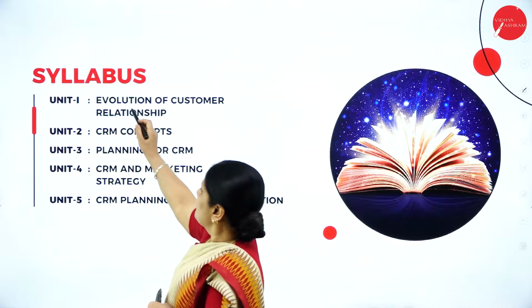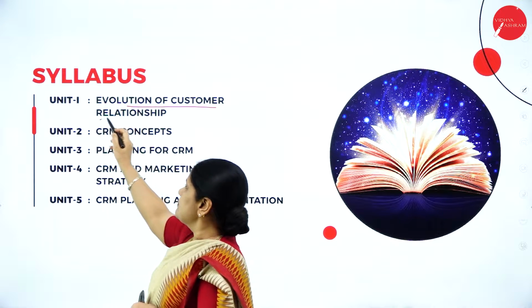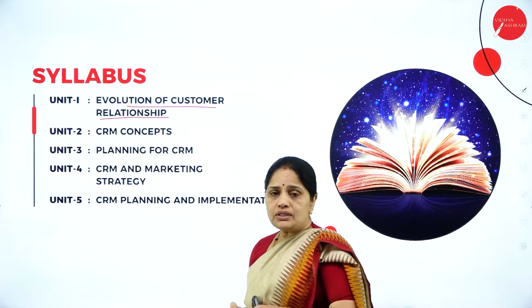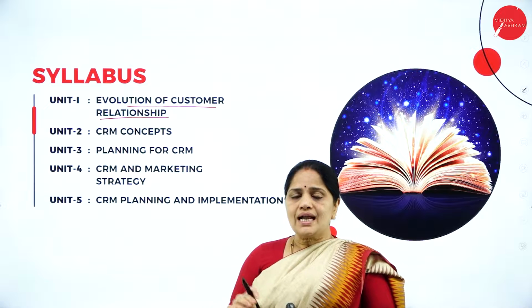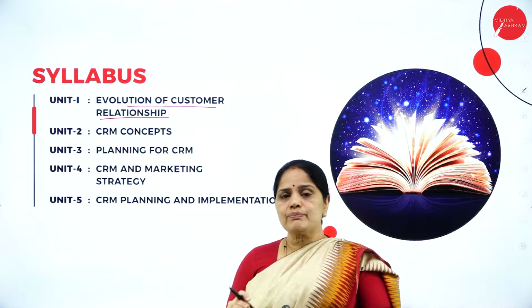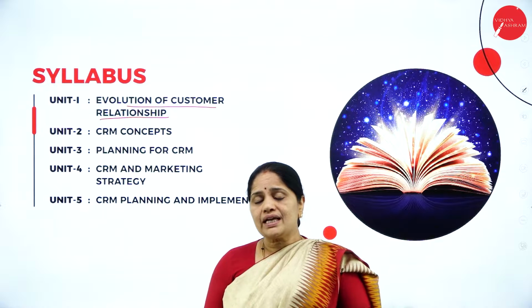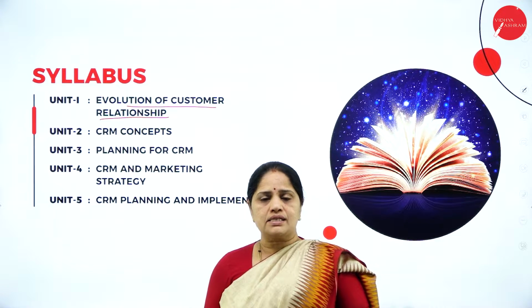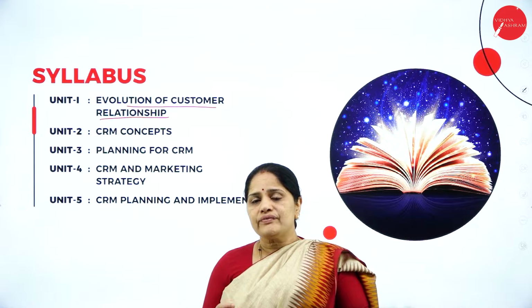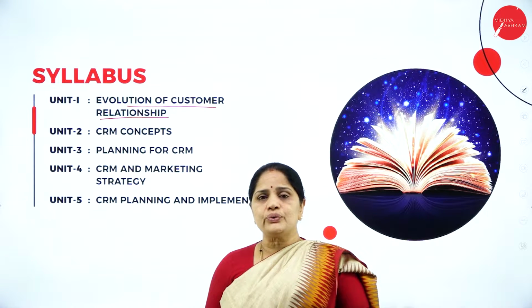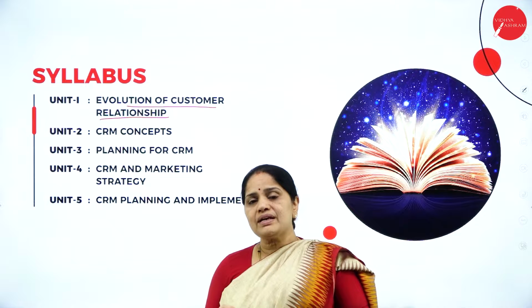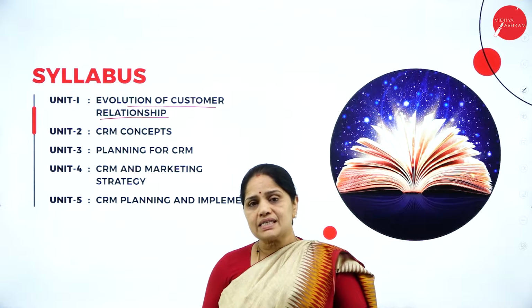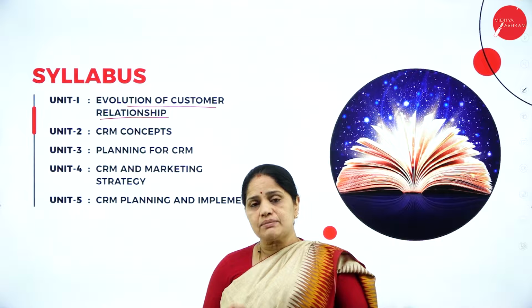So, in Unit 1, we will be looking at the evolution of the customer relationship. So, we all know that all businesses are directed towards the customers. So, until and unless the customer accepts the product, makes use of the product, we cannot say that the business is a success. So, customer is the king. So, whatever business activities we are doing, they are all directed towards the customer acceptance.